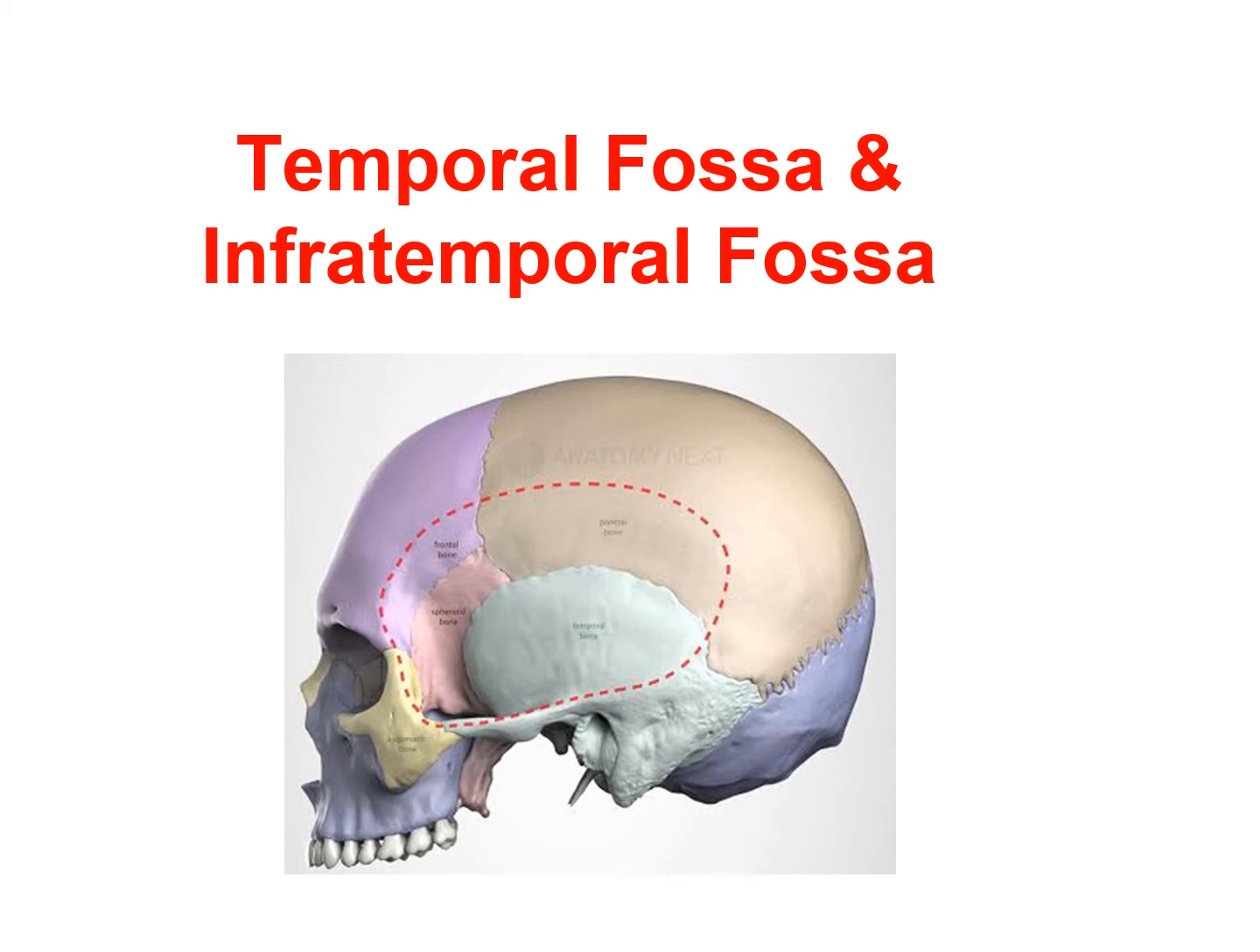Hello students, today we'll be discussing the anatomy of the temporal fossa, and also we'll be starting with the infratemporal fossa. So the temporal fossa is situated on either side of the head, above and in front of the auricle.